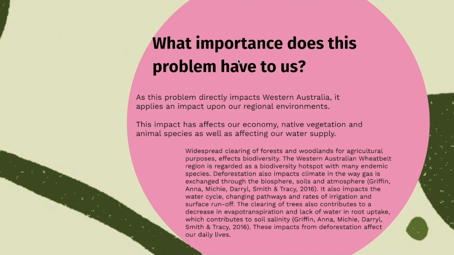As we all live in Western Australia, we must understand that deforestation has an impact and effect on our economy, native vegetation, and animal species, as well as affecting our water supply. Deforestation has also been linked to impacts in climate and the way gases exchange through the biosphere, soils, and the atmosphere, which are elements of our Earth that we interact with every day.